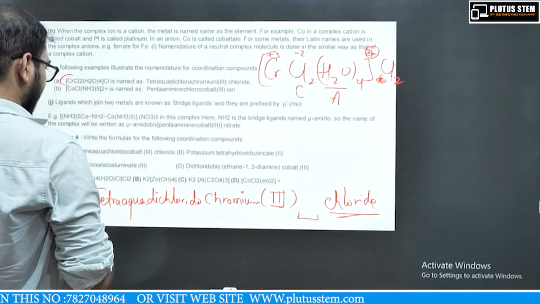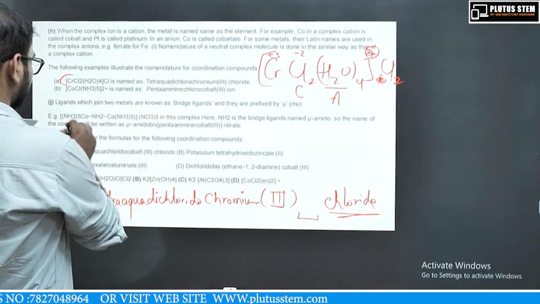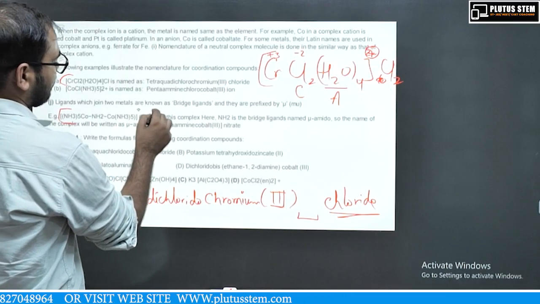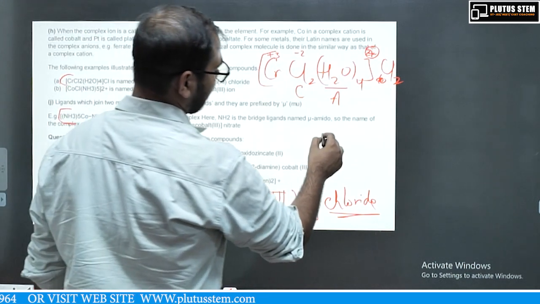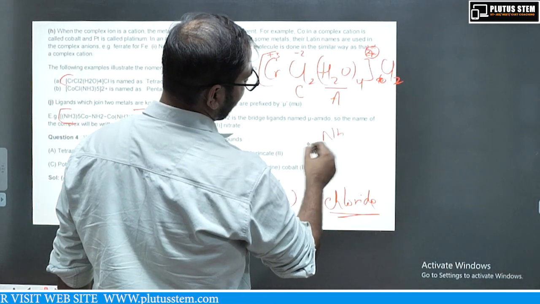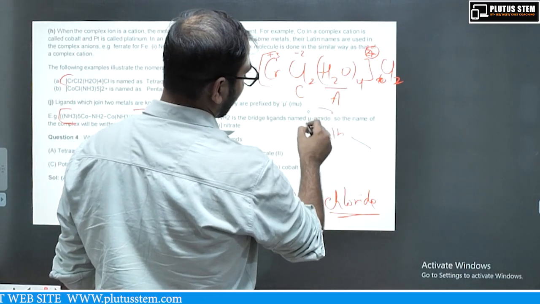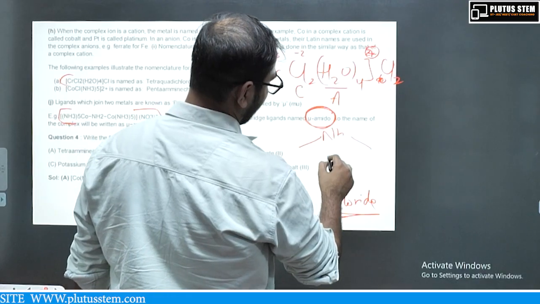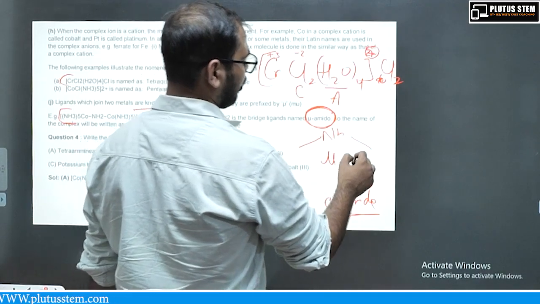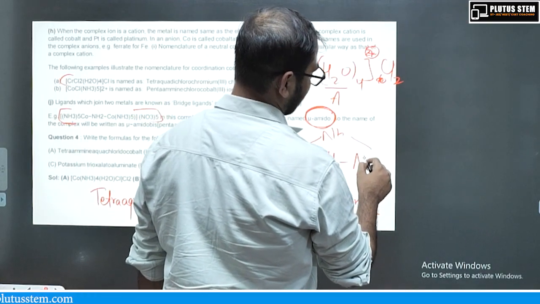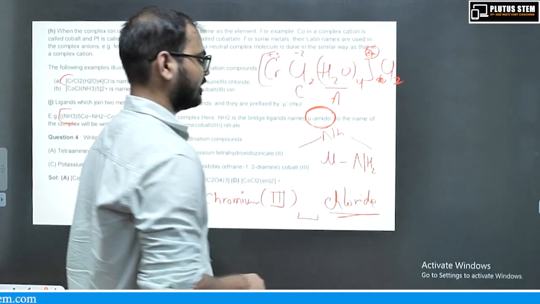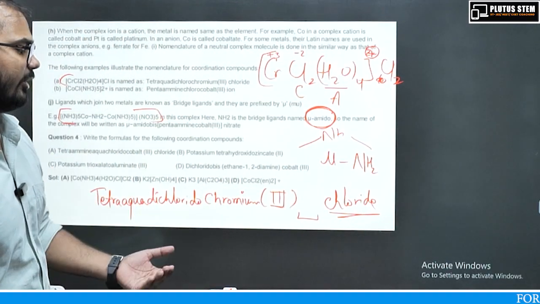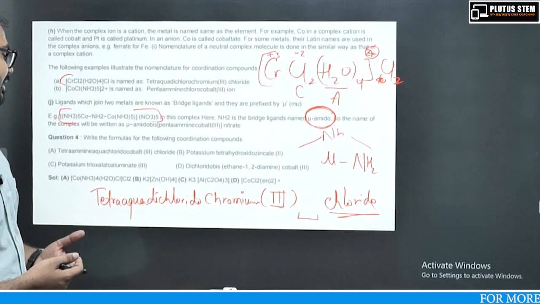Another example, let's say something which is negatively charged. Now, if you have a bridging ligand, where a single ligand is joining two metal centers, then for that particular ligand, you will add the prefix mu. Let's say hydroxido, NH2 minus, amido, mu-hydroxido, just to represent the bridging ligands.